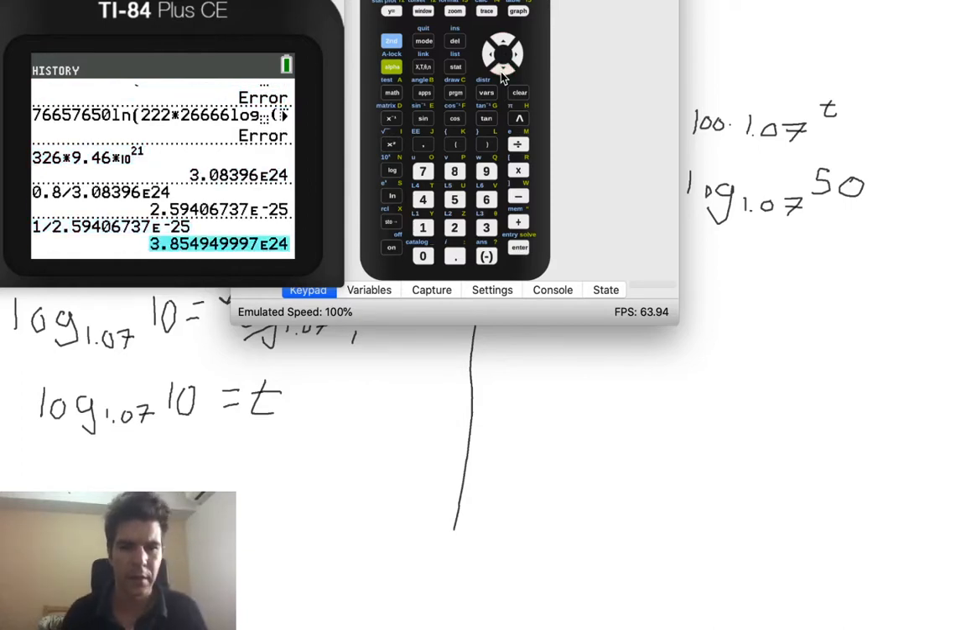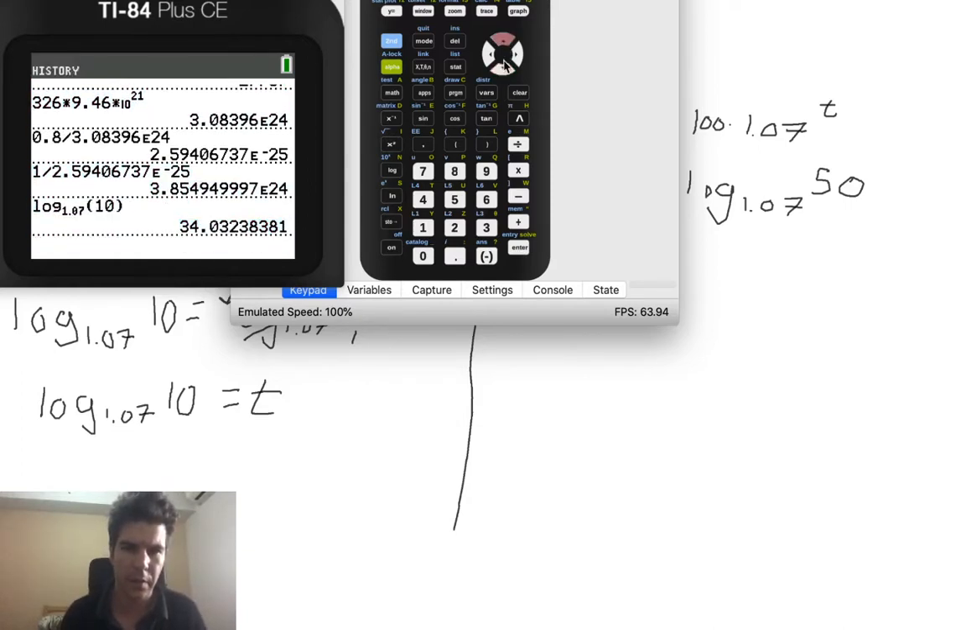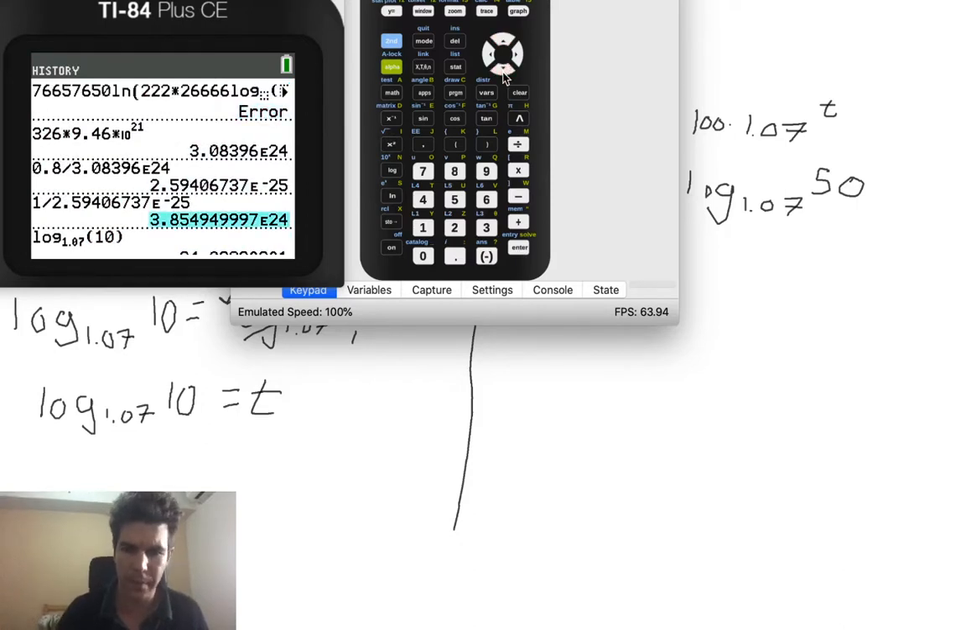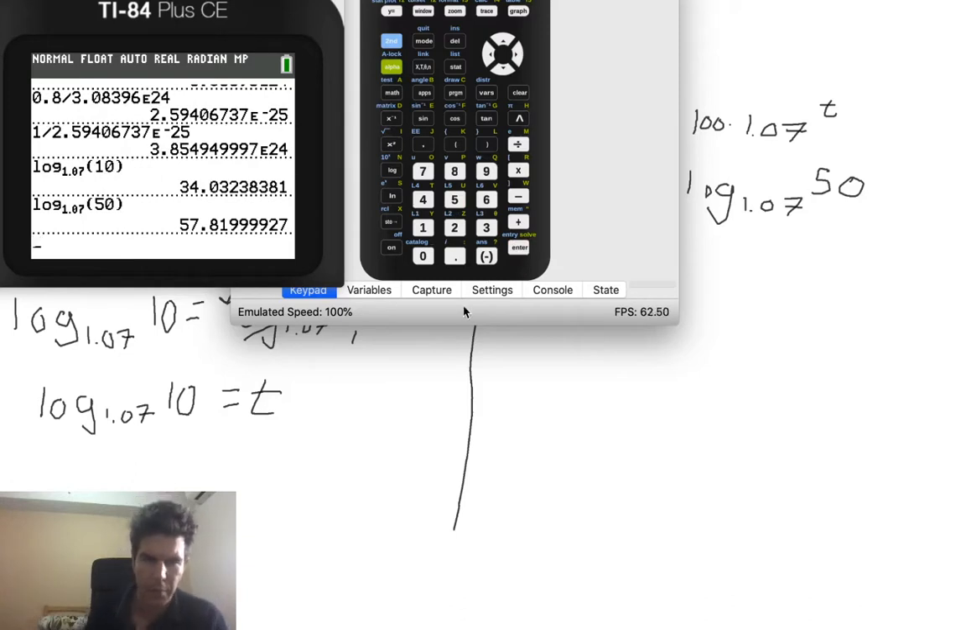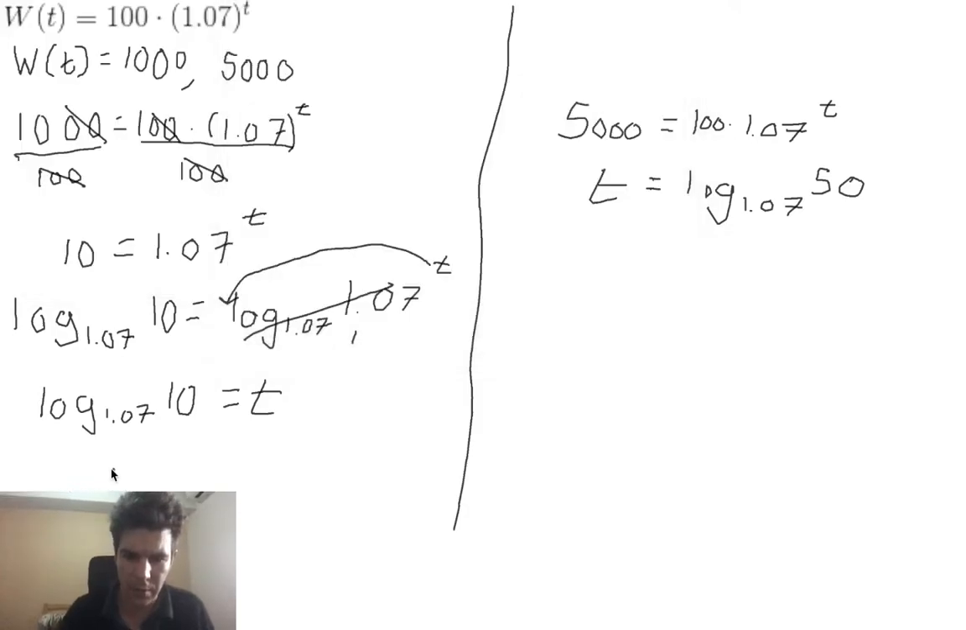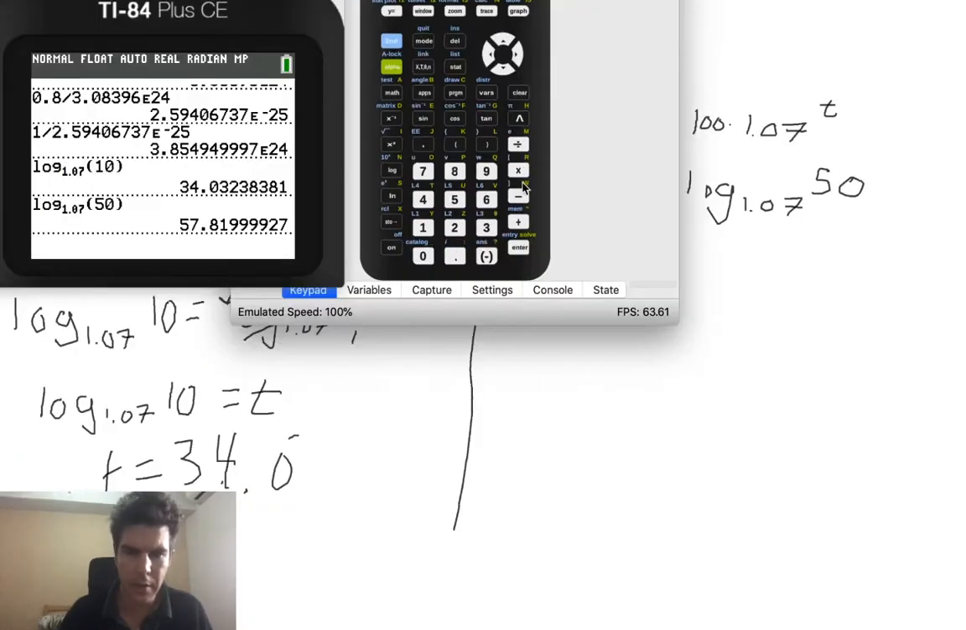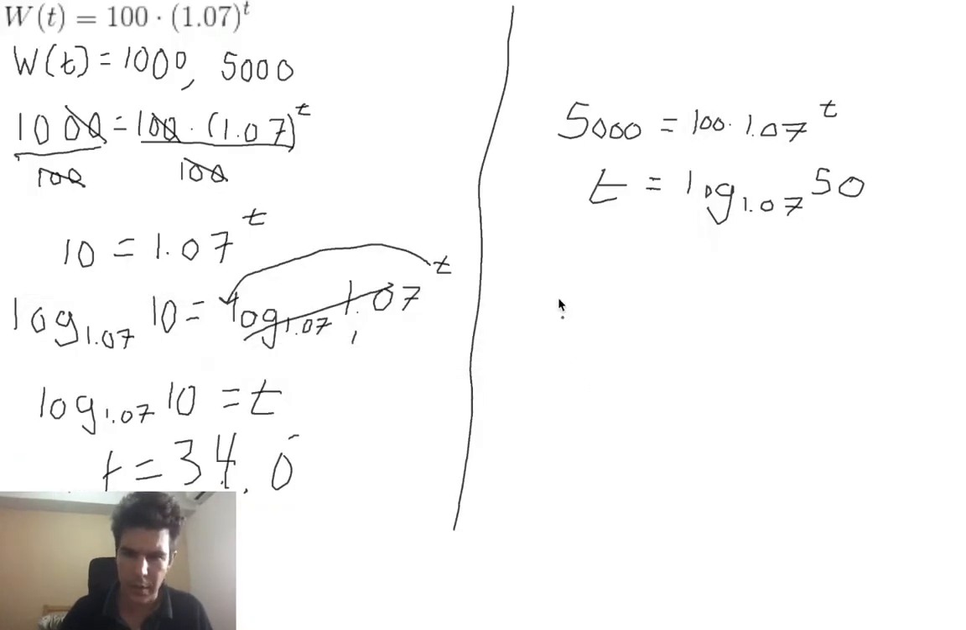Okay, there it is. Log base 1.07 of 50. And we get 57.8. So putting those numbers back in, we get that t equals 34.0 and t equals 57.8.